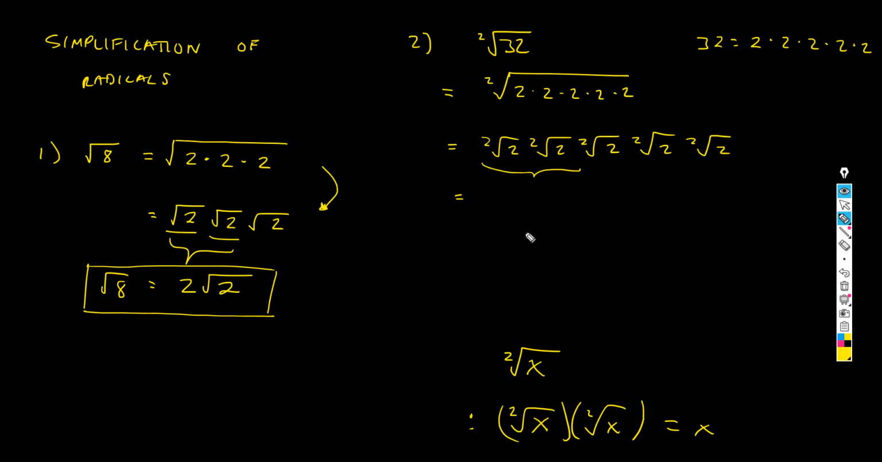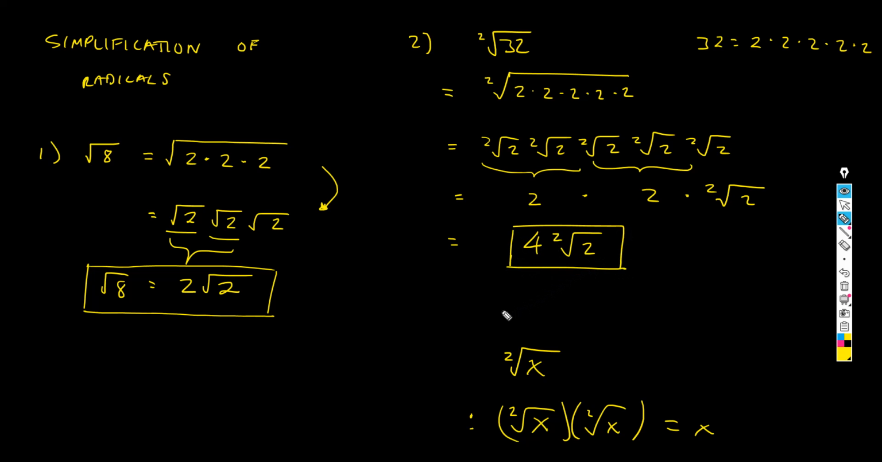When I multiply these 2, I'm going to get 2. When I multiply these 2, I'm going to get 2. And this one remains alone or without any simplification. And what I get in the end is the number 2 times 2 times the square root of 2. So 2 times 2 is 4 times the square root of 2. And this is the final simplification.